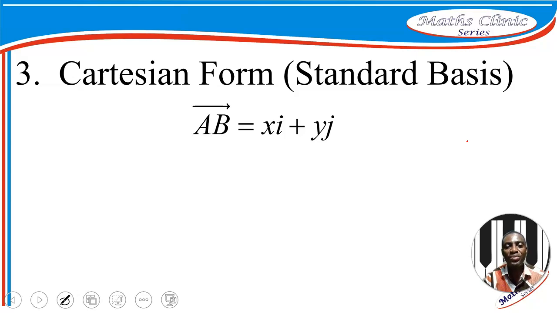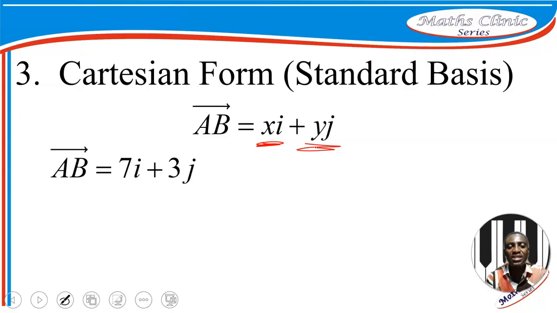The third form of representing vector is called the Cartesian form or the standard basic form, which we normally call the ij form of a vector. Normally we use this for unit vectors a lot. We can just say the x component, we attach i to it, and the y component, we attach j to it. So for example, if I have a vector 7i and 3j, it simply means vector AB is equal to 7 on the x-axis, 3 on the y-axis.